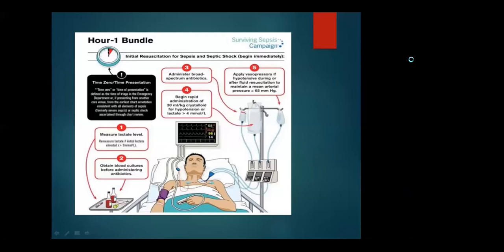If the patient is already on antibiotics, say the patient was hospitalized and was already on antibiotics, still at the time of septic shock, it's advised to get 2 sets of blood cultures, one from the peripheral line and one from the central line if the patient has one, or both from the peripheral. And then start the broad spectrum antibiotics. We'll speak about the antibiotics later. Then start the rapid administration of intravenous fluids, which should be crystalloids.